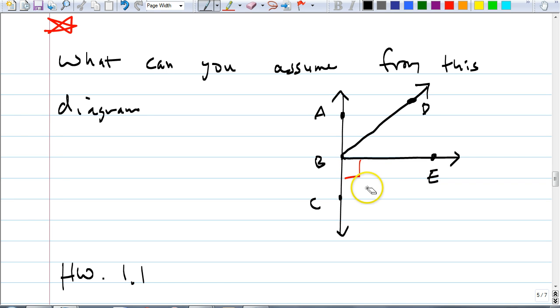Whoops. Let me get rid of this. I'm trying to erase this thing. How come it's not? Oh, there you go.